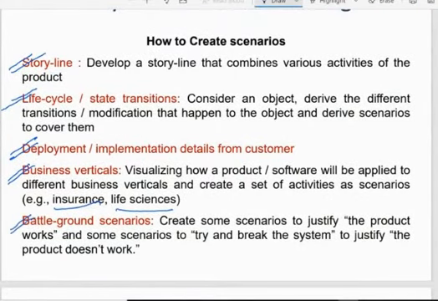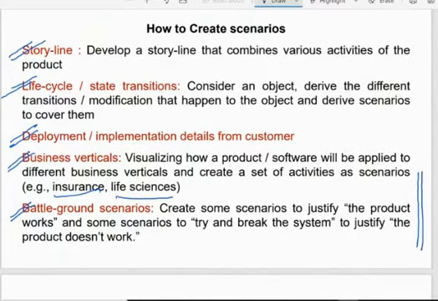Then I have battleground scenarios: create some scenarios to justify that the product works, and some scenarios to try and break the system to justify that the product does not work. So we look into the real life scenarios when it works and when it fails.